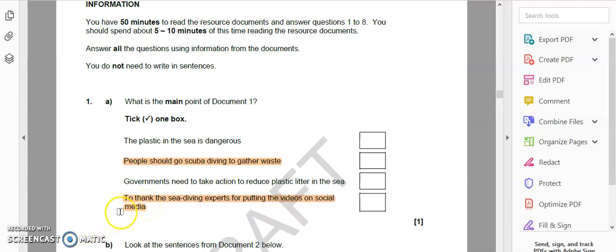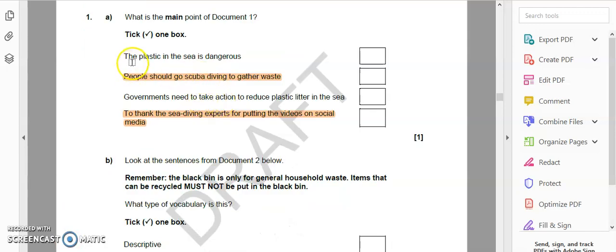So what I would like you to do is, now we've removed those 2 possible options because they're clearly wrong, pause the video and have a go at this question. Okay, hopefully you got that the main point is that plastic in the sea is dangerous. Now, I can see why some people might be tempted to say governments need to take action to reduce plastic litter in the sea. But if we look back at the source document, that's only the last paragraph or so where it's starting to talk about governments needing to take action. So overall, this document is mostly about plastic in the sea being dangerous.